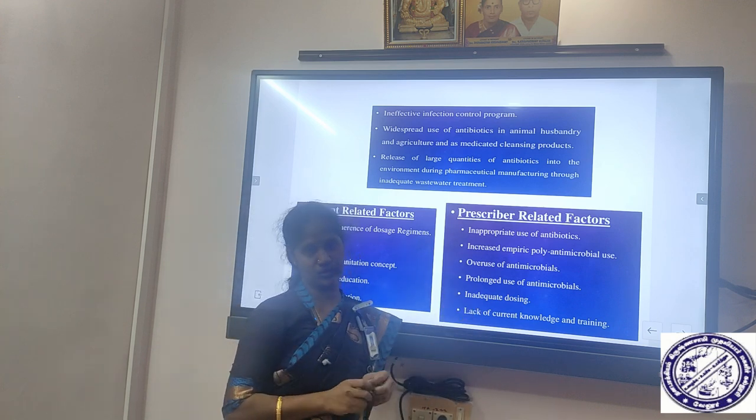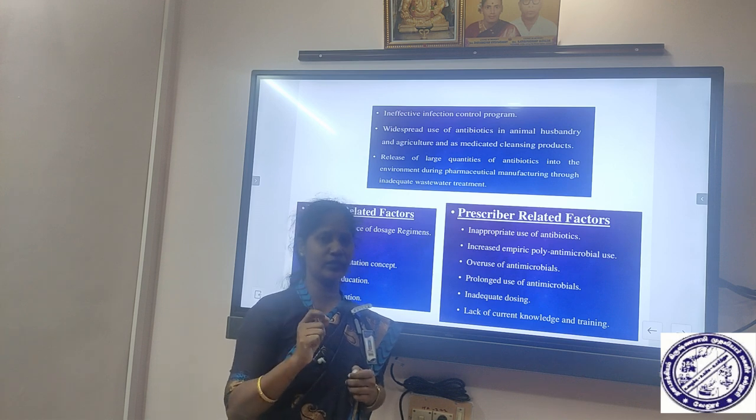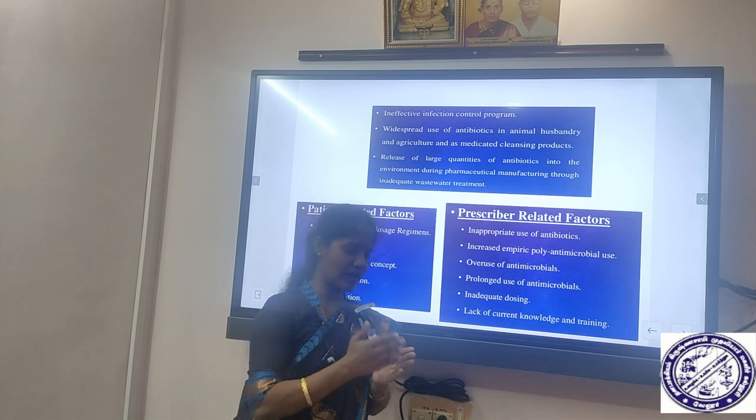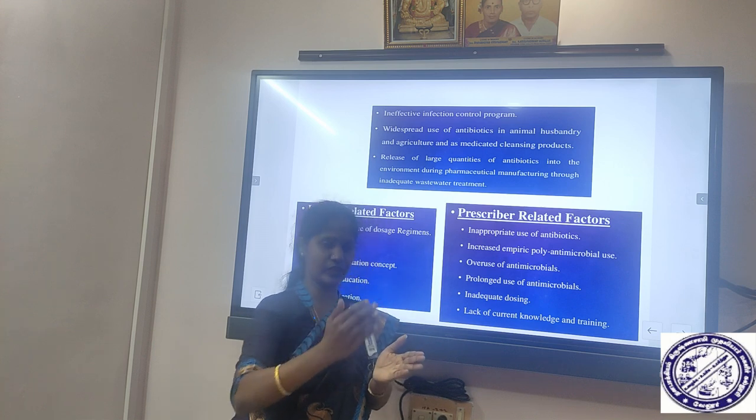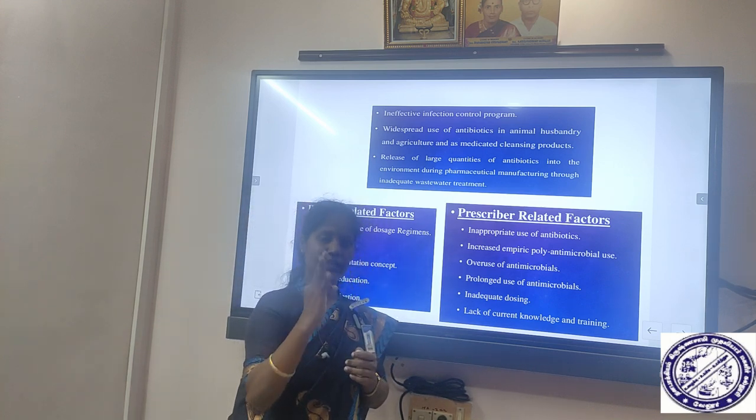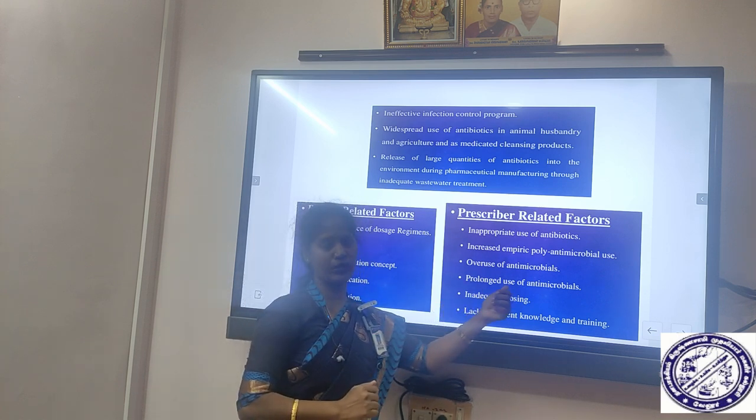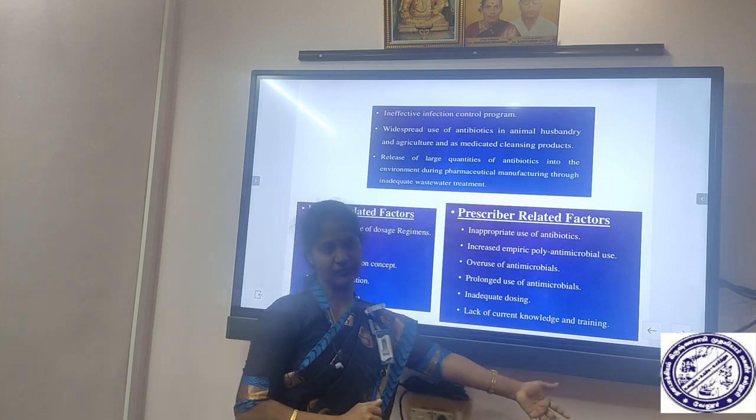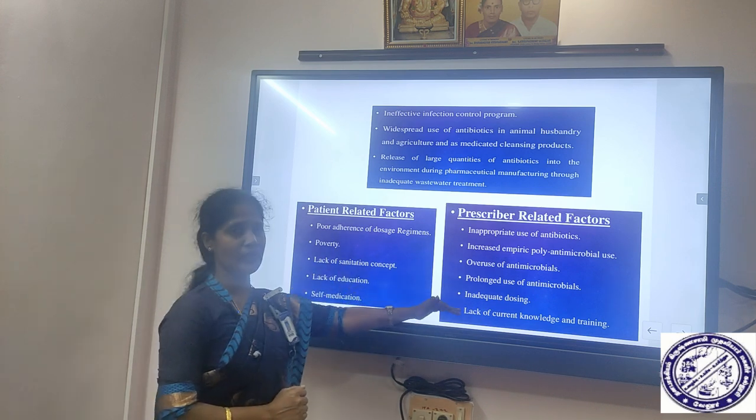And inadequate dosing. Inadequate in the sense that if you should take 500 mg, you take only 250 mg or 300 mg. If it is 300 mg, you should take it frequently, 300, 300, 300, like that, so per day 3 times you have to take. That is called inadequate or prolonged use of antimicrobials. And lack of current knowledge and training. So this is lack of education, which includes lack of training.